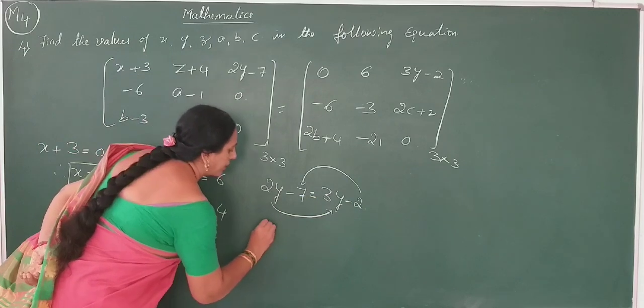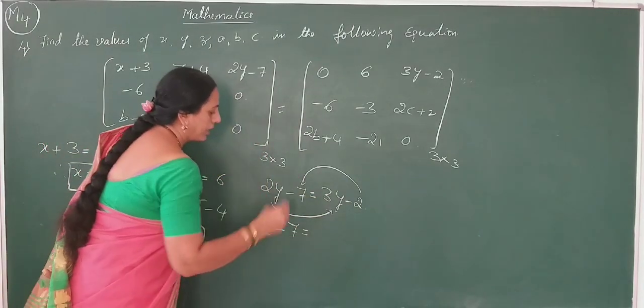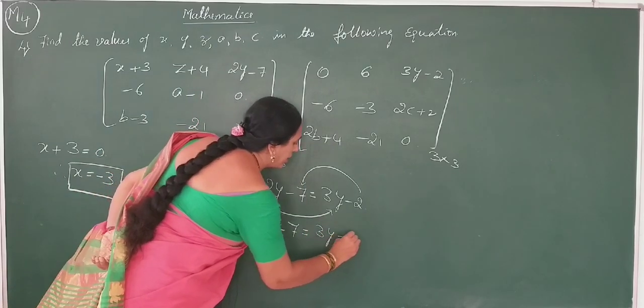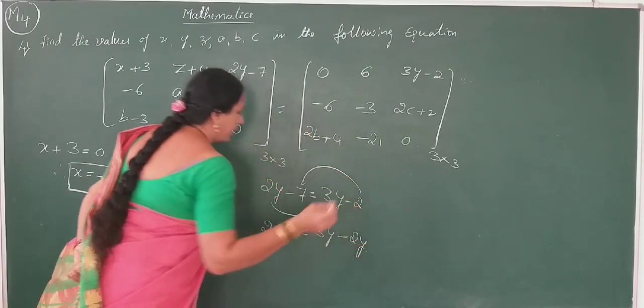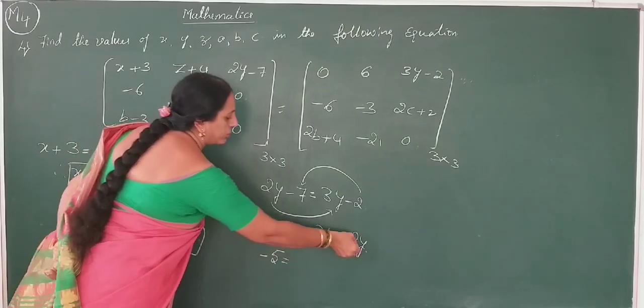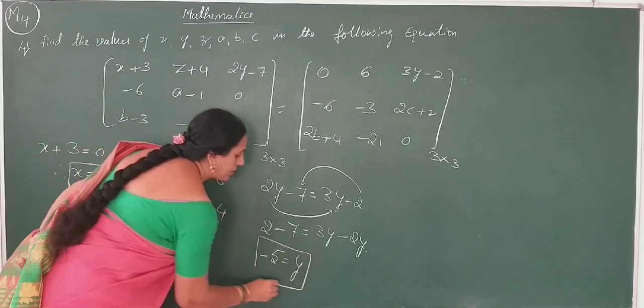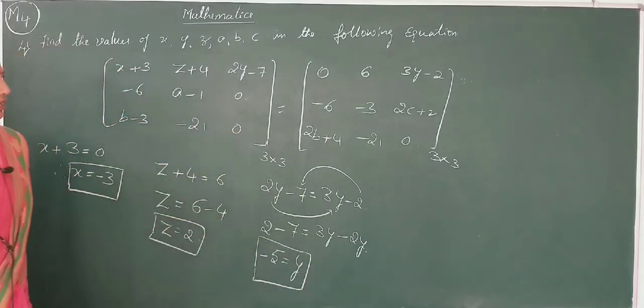So, the minus 2 can be taken to the left-hand side: 2 minus 7 is equal to 3y minus 2y. So, 2 minus 7 is minus 5, which is equal to 3y minus 2y, which is nothing but y. Therefore, the value of y is equal to minus 5.